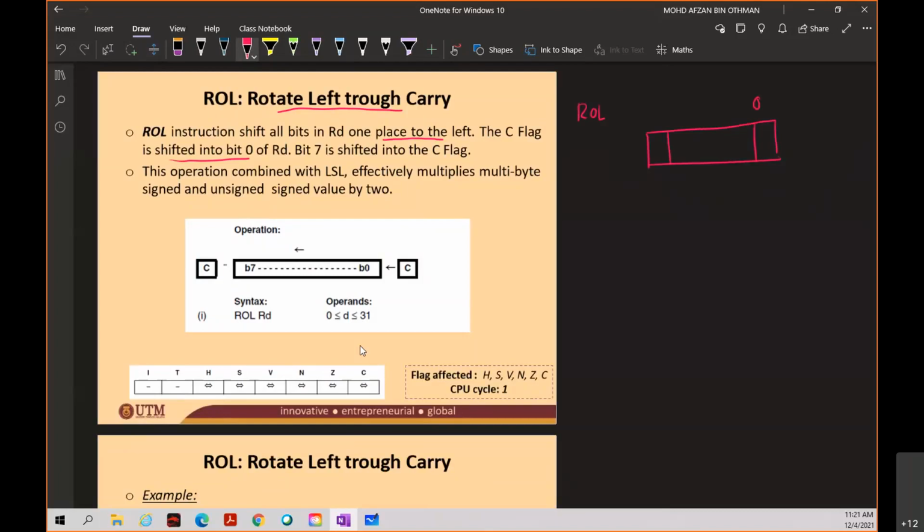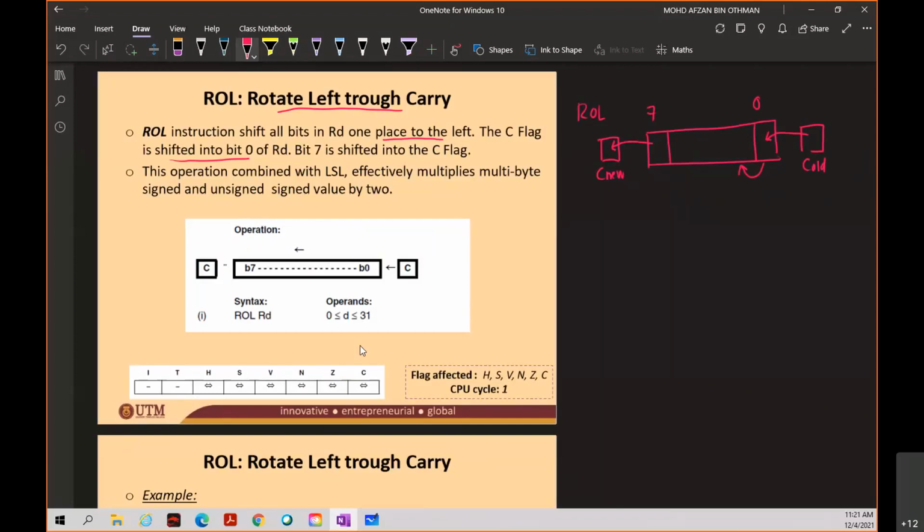Okay, so you have bits 0 to 7. Now you have two C flags. One I call the C old, and the second one we call the C new. So what happens here is the C old will go to your bit 0, and after that you shift all the bits to the left by one bit. And what about bit 7? Bit 7 will go to your C new. So you have a new carry depending on bit 7, either 0 or 1.